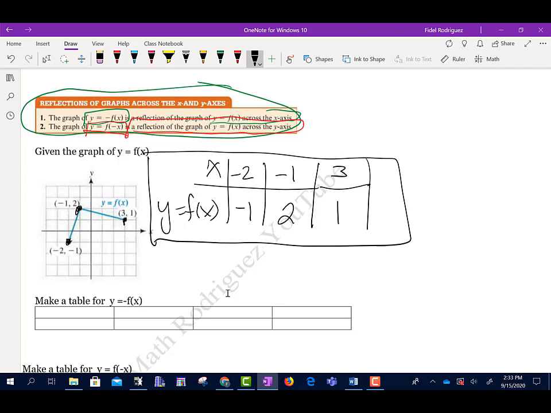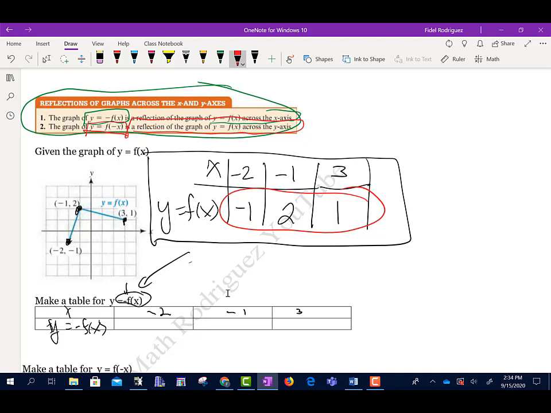Okay, so now look what we're doing. We're going to make a table for y equals negative f of x. So think about it this way. What am I doing? I'm taking each of my y values and multiplying them by what number? By negative 1. So my x values, guys, are going to stay exactly the same. So that'll stay a negative 2, that'll stay a negative 1, that will stay a 3. But these guys right here are now going to be multiplied by negative 1, meaning I'm just going to change their signs.